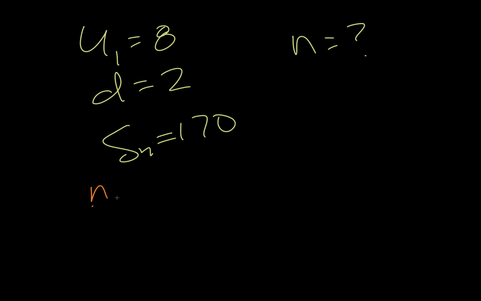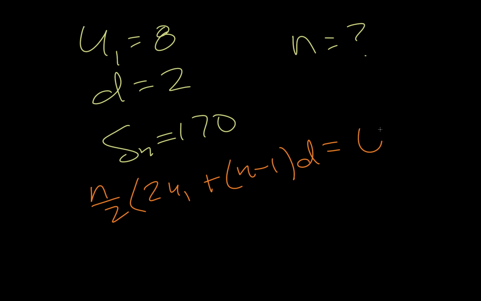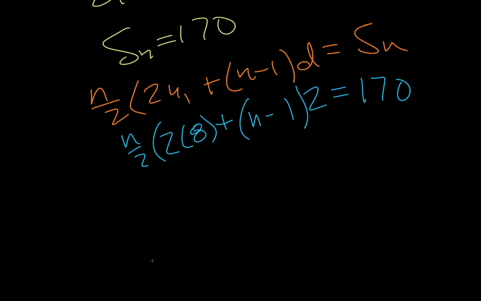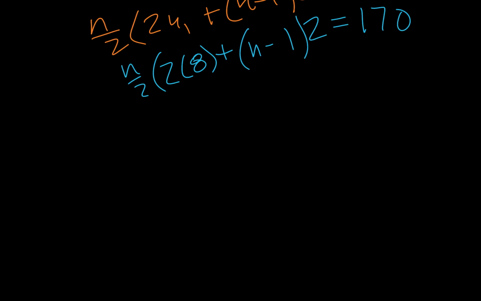So we are going to use this formula. And let's plug in what we know. So we know that this is 170. We know that d is 2. We don't know what n is. We know what the first term is. And once again, we don't know what n is. Okay, so we don't really need any of that information. It just comes down to solving now.